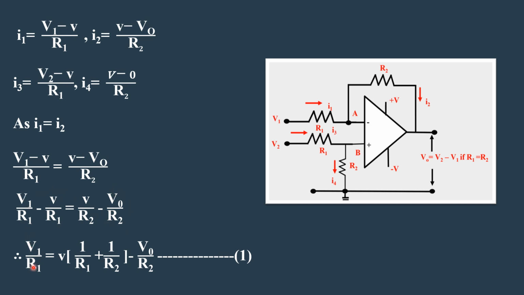Therefore, V1 upon R1 can be written as V, if V is taken common, 1 upon R1 plus 1 upon R2, minus V0 upon R2. We'll call this equation 1.